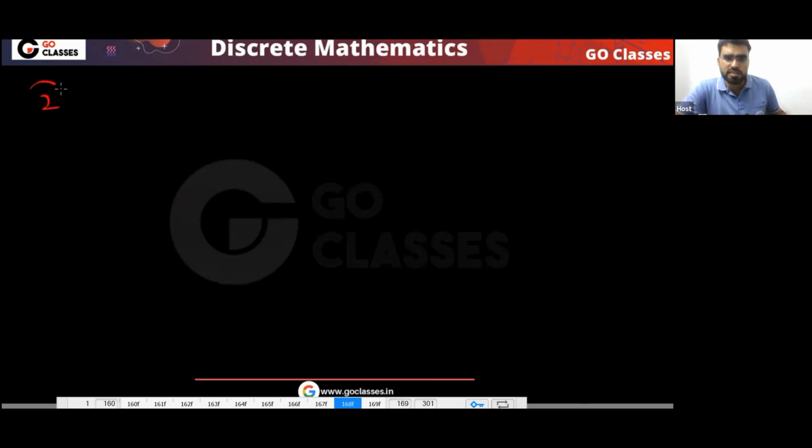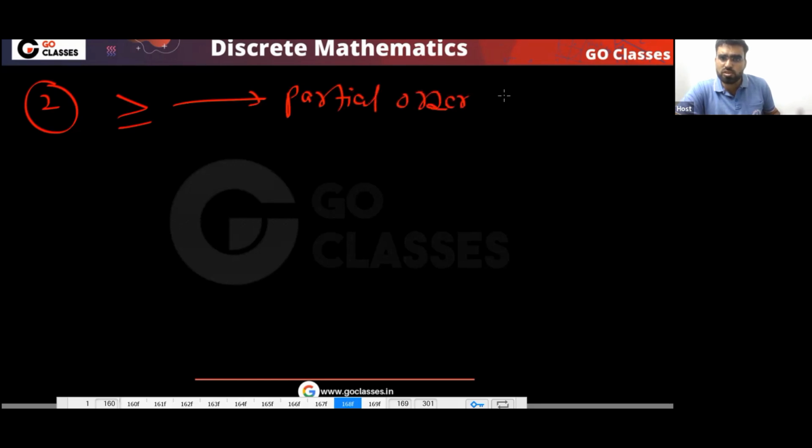Next is greater than equal to. Tell me, what about greater than equal to? Is this a partial order relation? Yes, this is also a partial order relation. You can just check, it will also satisfy all the properties. So greater than equal to is also a partial order relation.